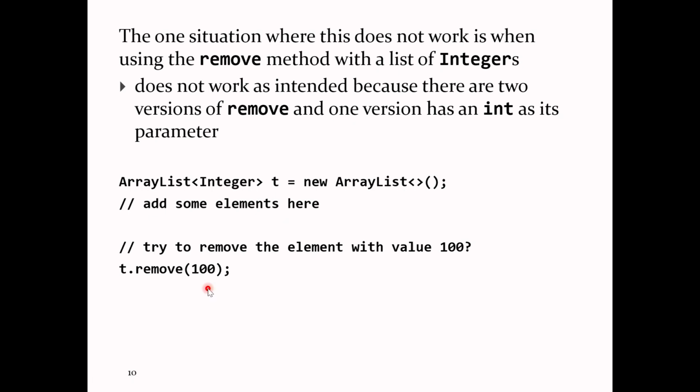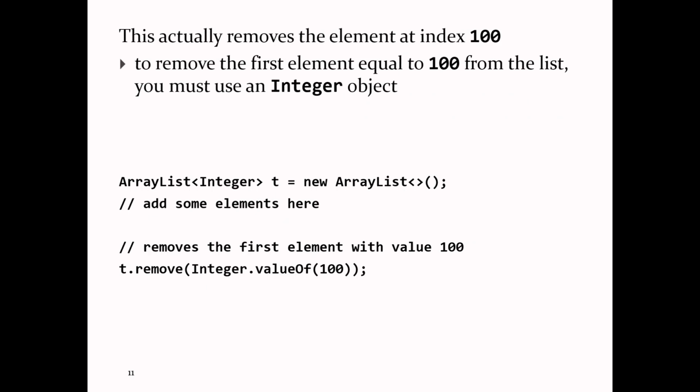So if you say remove(100), the version of the method that you get is the one that removes the element at index 100. It doesn't remove the value 100 from the list. If you want to remove the value 100 from the list, this is the one exception: you actually have to pass in an Integer object whose value is 100. So the fact that the conversion between the wrapper types and primitive types is seamless sometimes causes problems. In particular, it can cause a problem like that.